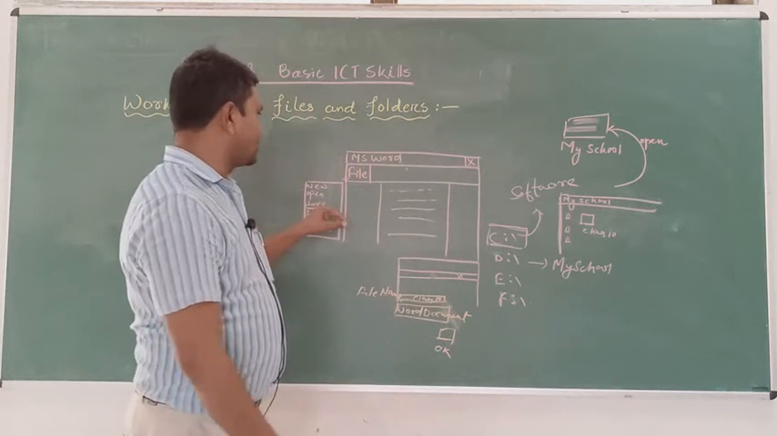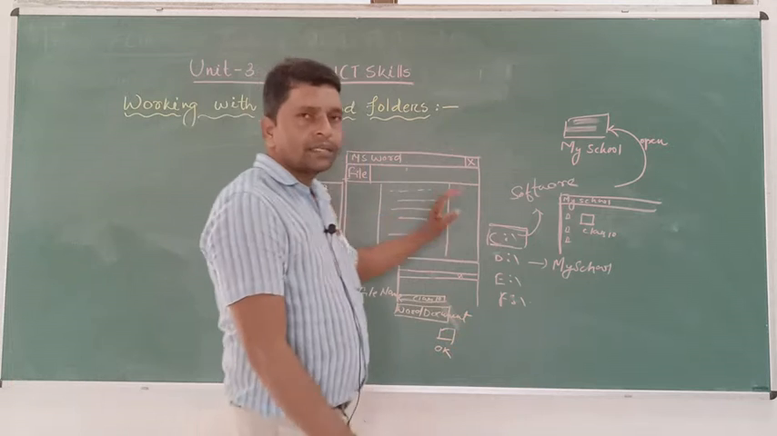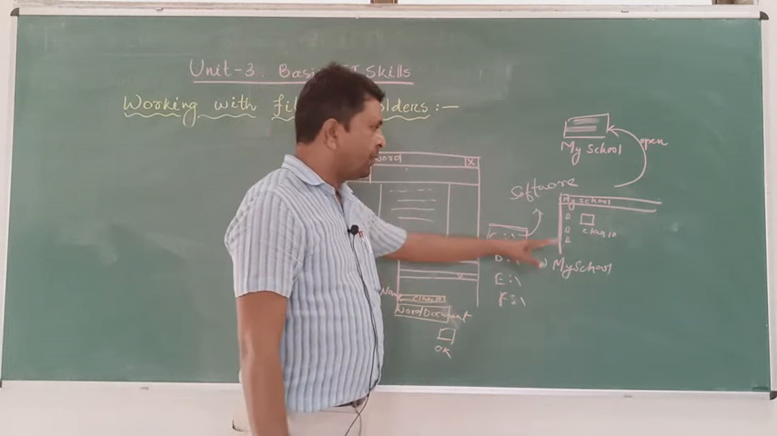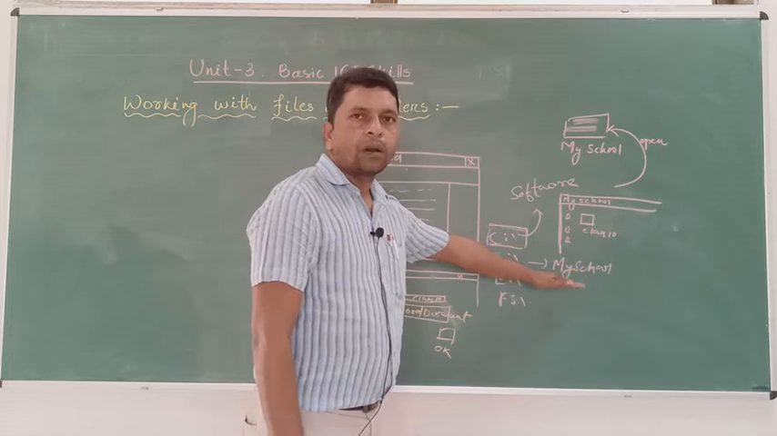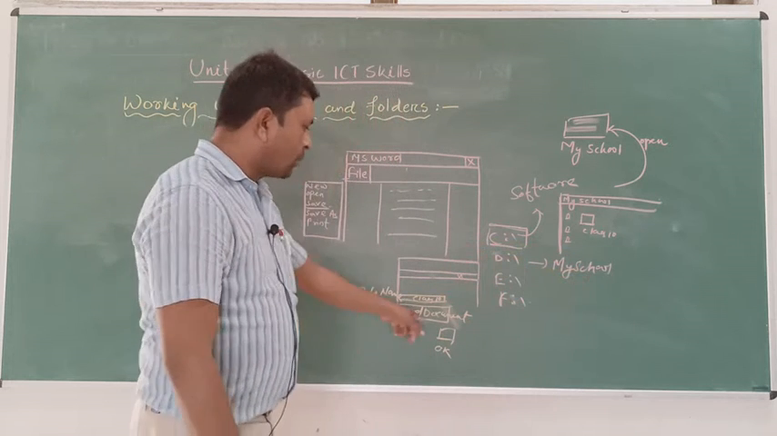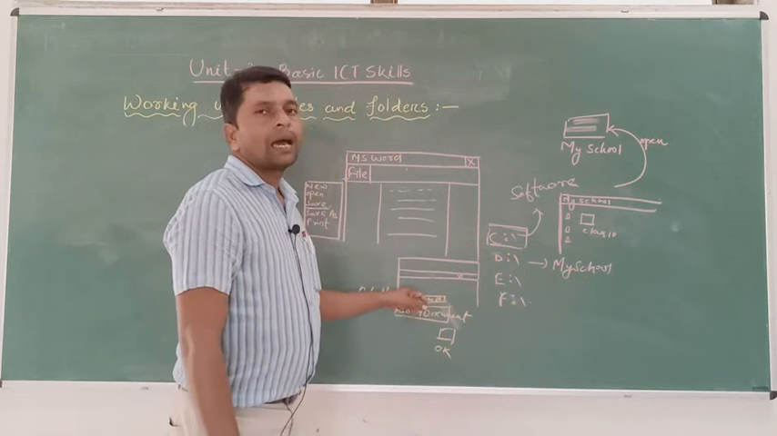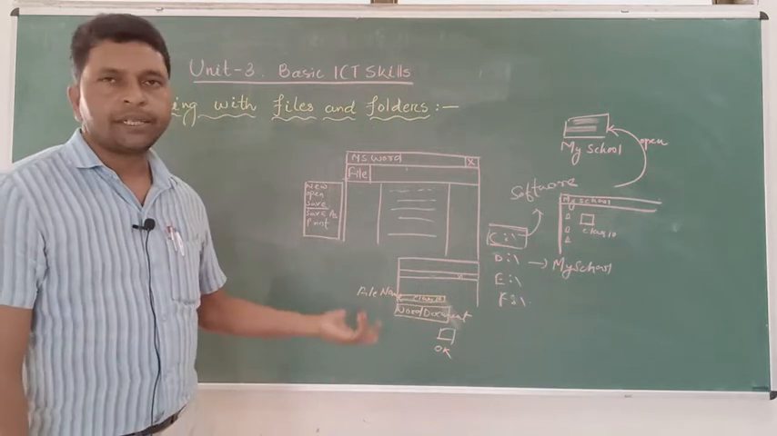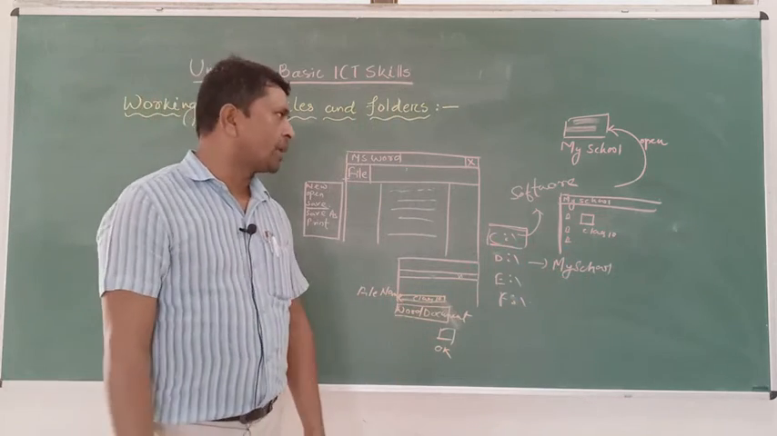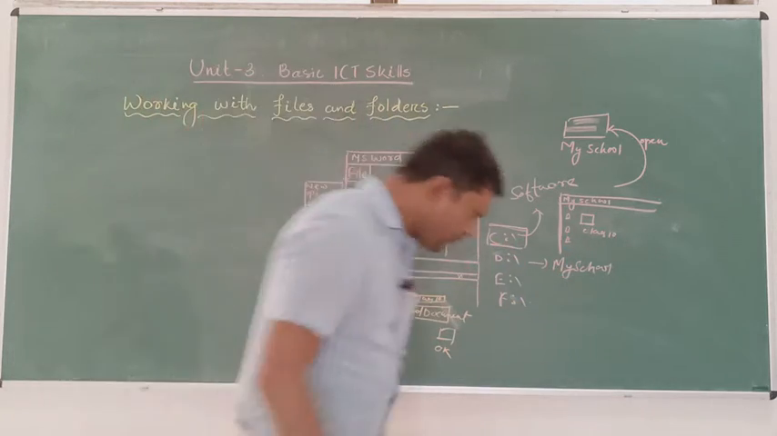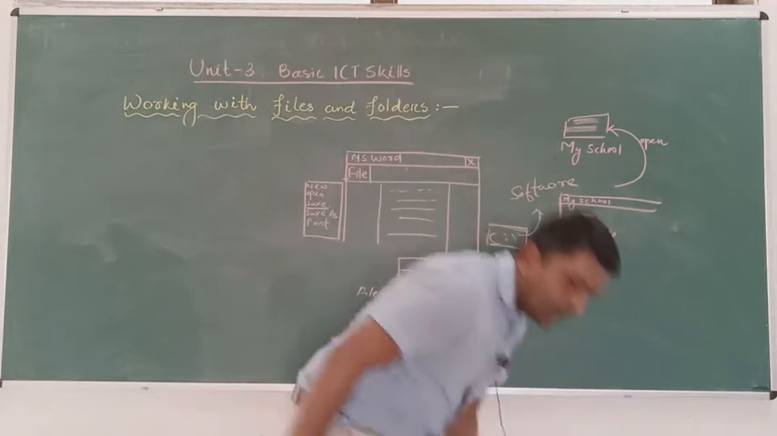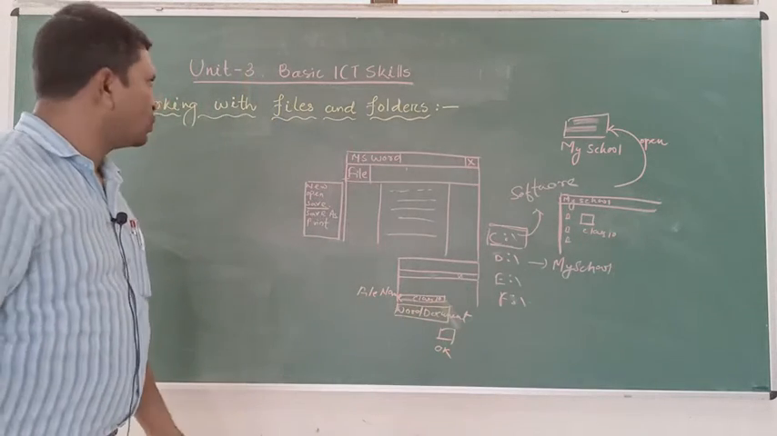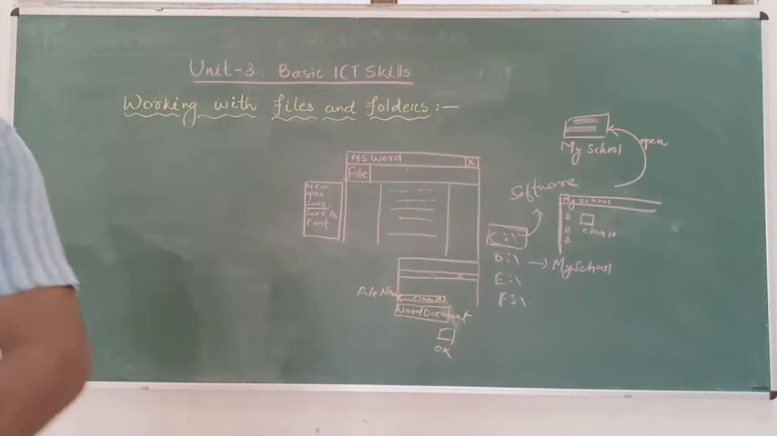So your file is saved at the given destination, that is in the D drive and within the folder my school, and the file's name is class 10. Any name you can give also. Okay, so these are the process and the explanation, and you can do it yourself.